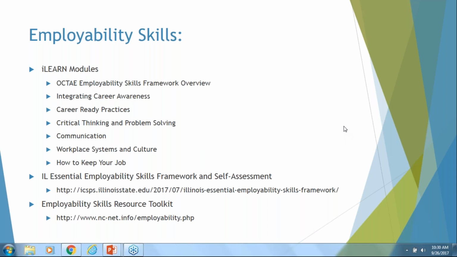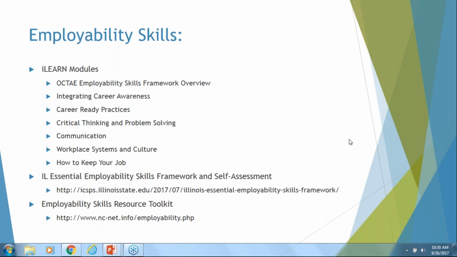Critical thinking and problem solving, communication. There's a workplace systems and culture module, and then how to keep your job. Because our students oftentimes get a job and then all of a sudden they're unemployed because they didn't understand why they lost their job. Because, you know, they were just 10 minutes late for work, or they talked inappropriately at work, and so it's how to keep your job.